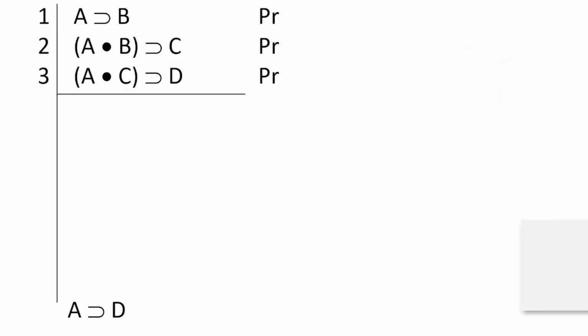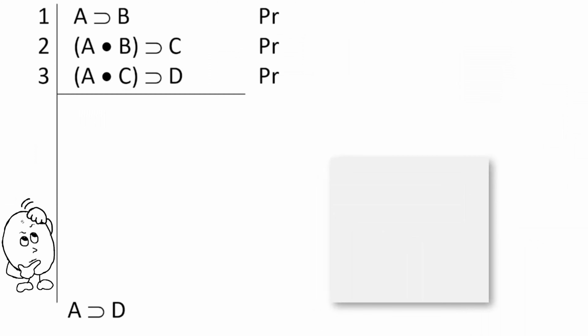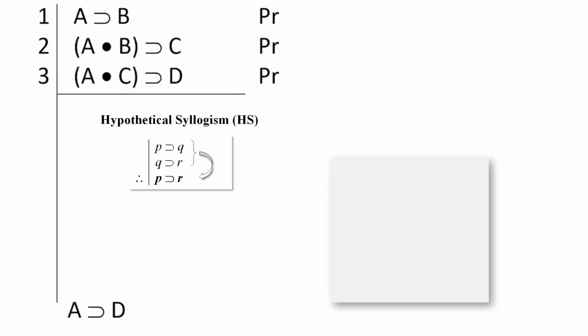This time we are to derive the conditional if A then D, and we are given only conditionals in lines 1, 2, 3. That can seem problematic. We basically will need to apply the rules that take conditionals as what we need to have and allow us to infer conditionals as a result. There are 2 such rules: hypothetical syllogism and absorption.